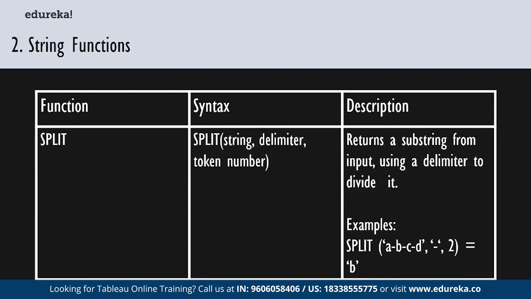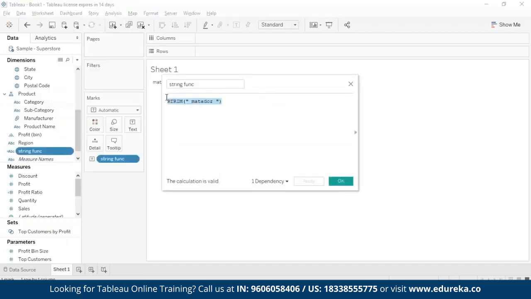Next you have space, which basically returns a string that is composed of the specified number of repeated spaces. So space 1 is going to give you 1 space, 2 is going to give you 2 spaces, so on and so forth. Then we have split. Now this is an interesting one. It returns the substring from a string using a delimiter character to divide the string into a sequence of tokens. Now the string is interpreted as an alternating sequence of delimiters and tokens. So let's see how this works.